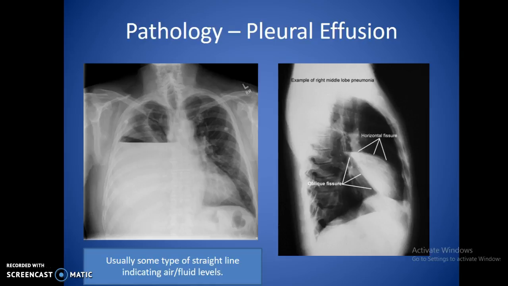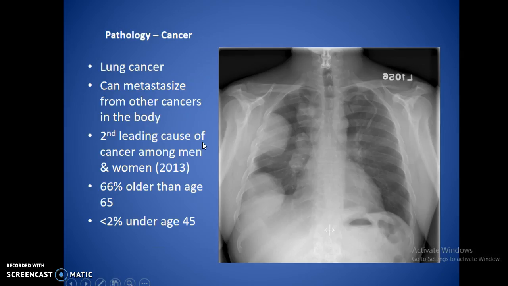Pleural effusion, just some water or liquid within the lungs. Nice clear air fluid level going on across here. If you see straight lines, that usually indicates air fluid levels. Cancer.